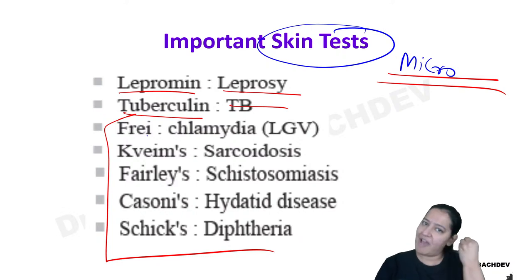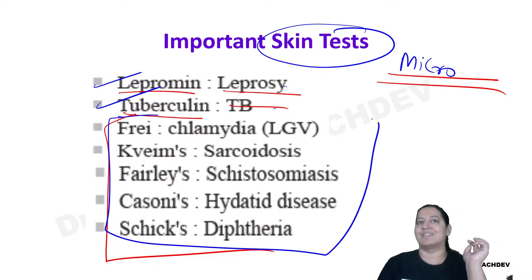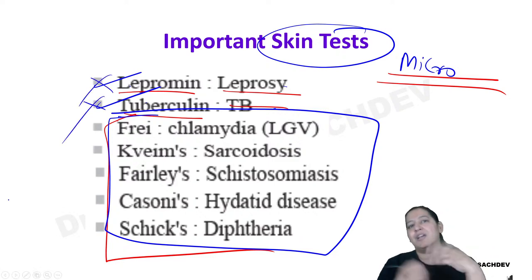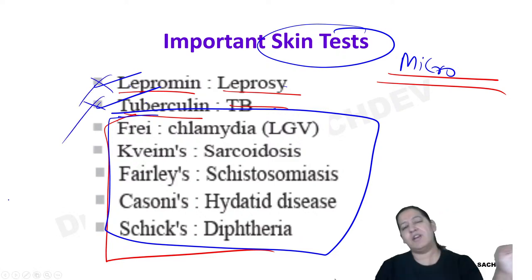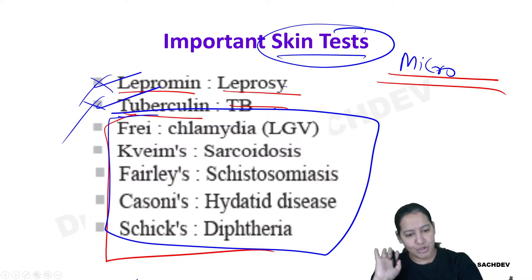तो सबको पता होता है, every silly student, weak student also knows these two tests: lepromin test for leprosy, tuberculin test for TB. But the examiner will not give you these questions. Leprosy or TB का question नहीं आएगा, ये तो simple question है, everyone knows. I will not frame a question on this. If you ask me to frame a question on a skin test, I will give you a question from this. So you should know the answer.